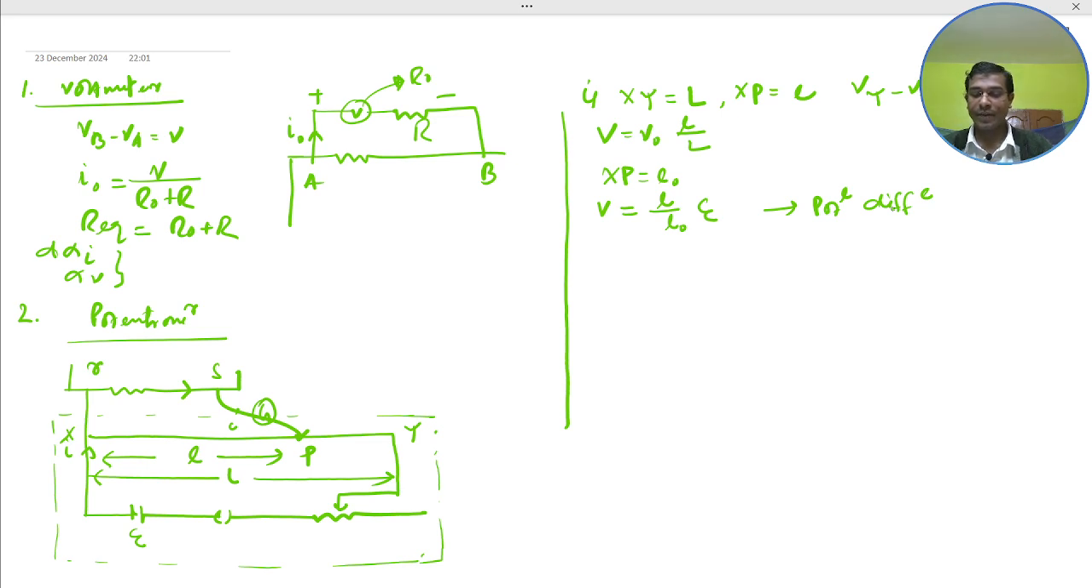So the process of finding V naught is called the calibration of the potentiometer. Calibration of the potentiometer is defined as the process of finding V naught.